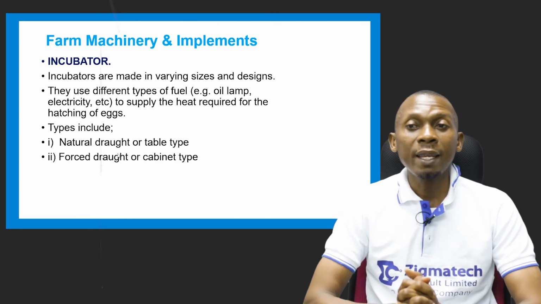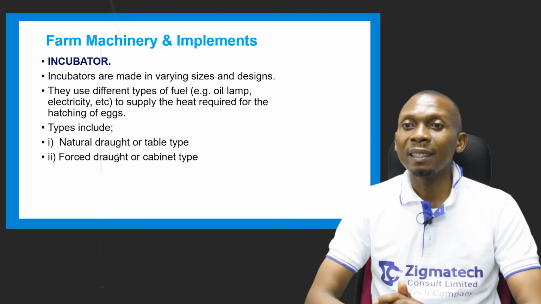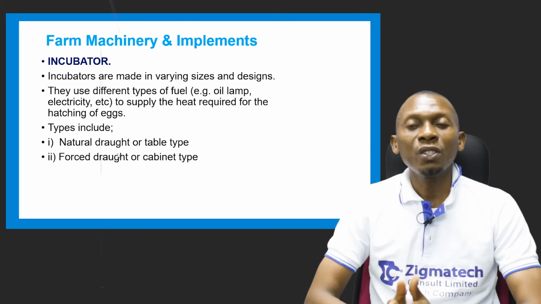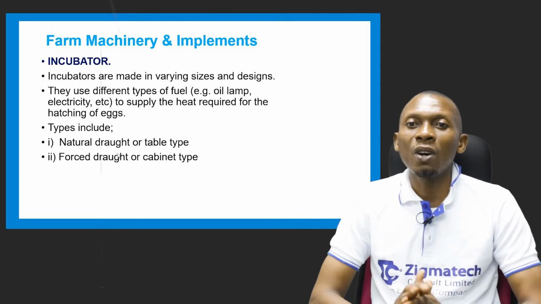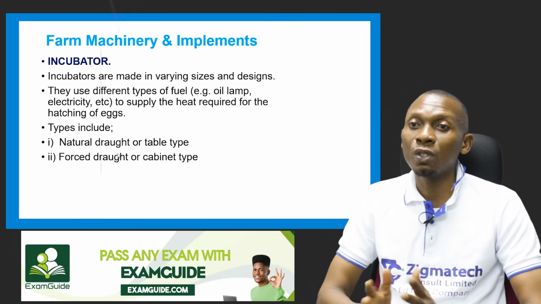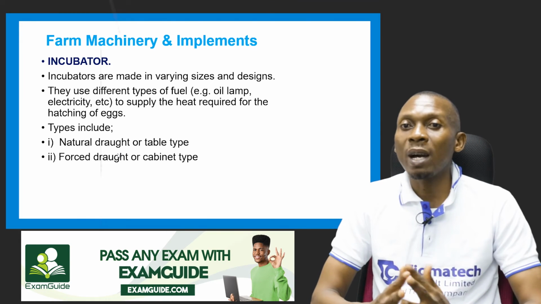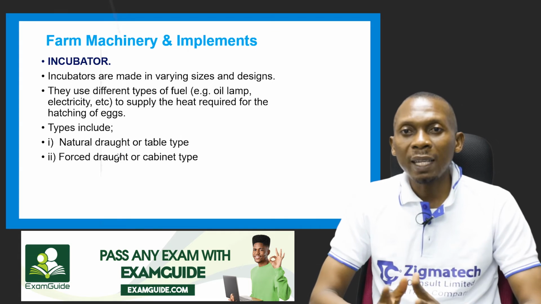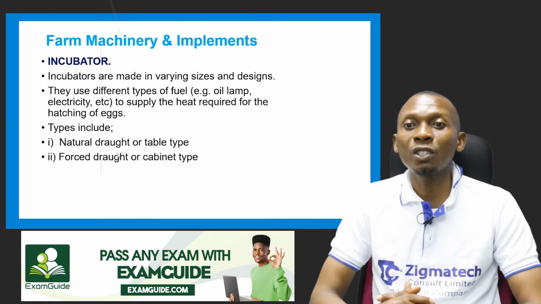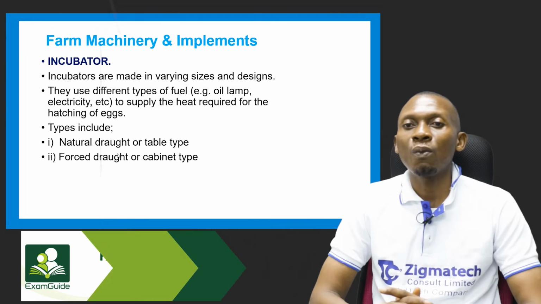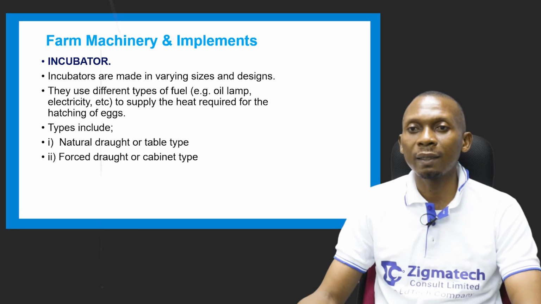Now, what's the function of the incubator? They are made in various sizes and designs, and they use different types of fuels. We have the oil lamp, or electricity, and the purpose of the fuel is to supply heat, which is required by the incubator to hatch the eggs. The types of incubators that exist are the natural draught or table type, and the forced draught or cabinet type.